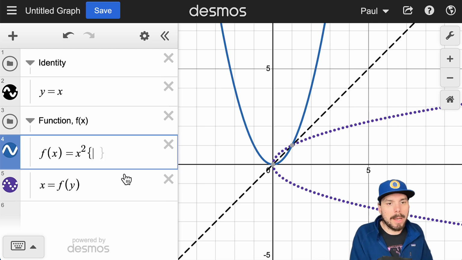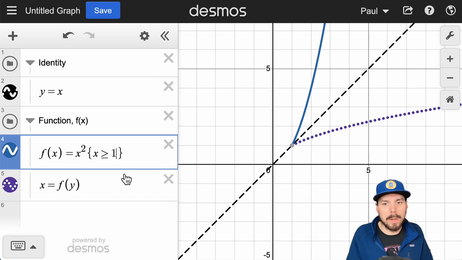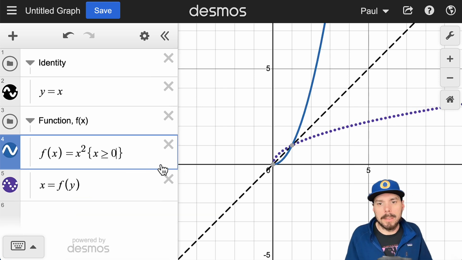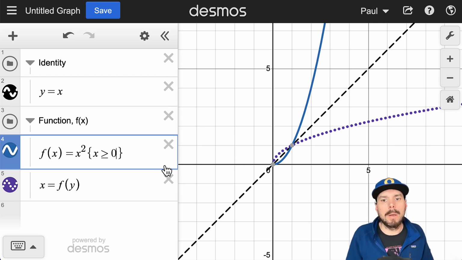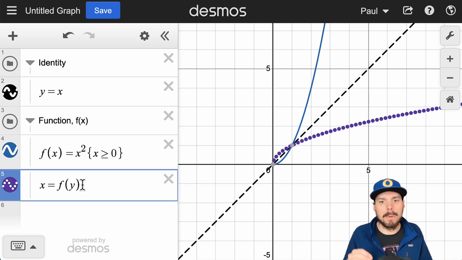Well, you can actually add a domain restriction using braces right after that function definition and restrict it to the domain where it's one-to-one and non-decreasing, which would actually be when x is greater than or equal to 0. So starting at 0, it's level, which is not decreasing, and then it goes up from there. And now we see a reversal or a reflection across that line y equals x that is a function now. That is the top half of the square root.